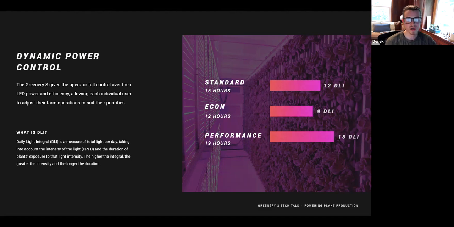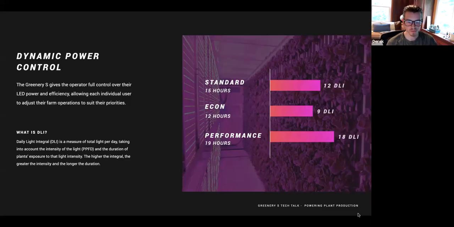So you see here, the different modes are defined by their DLI. There's a lot of terms to learn here, but when talking about LEDs, it is pretty important to understand all these units. So DLI stands for Daily Light Integral, which measures the total amount of light per day. So this is taking into account the intensity of the light, or the PPFD, amount of light that's reaching your plants, and the duration, or the amount of time that the plants are actually being exposed to that light intensity. And so those two together create your daily light integral.